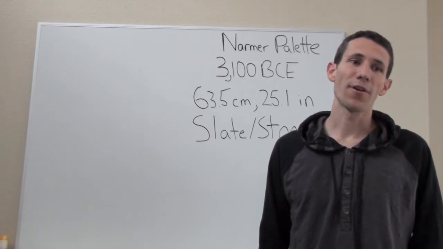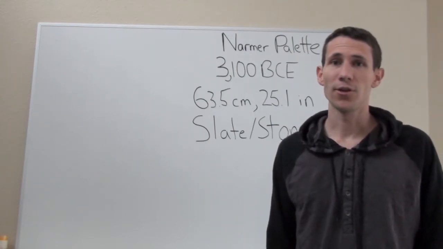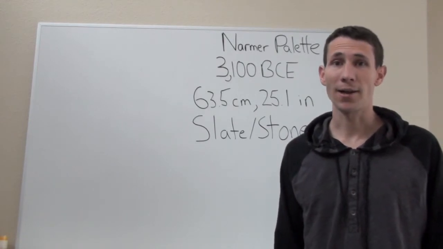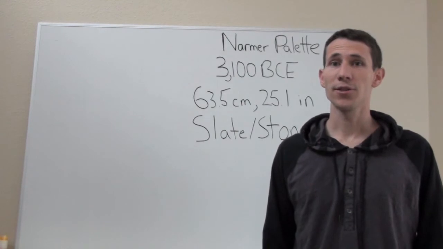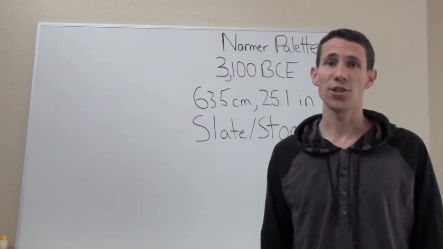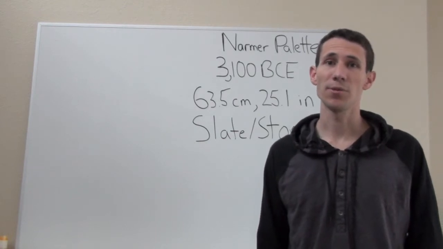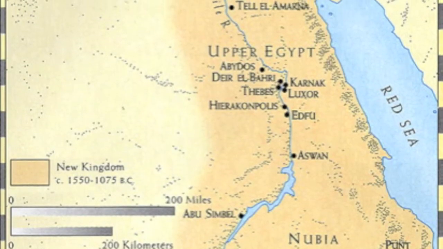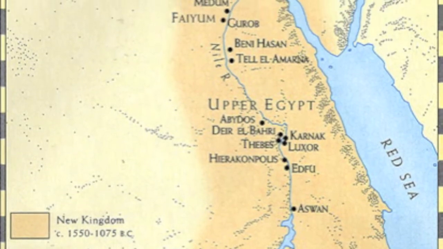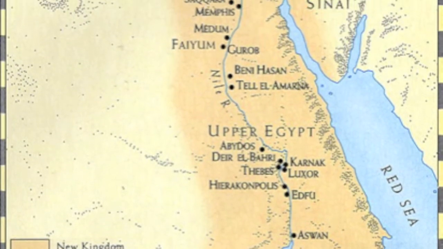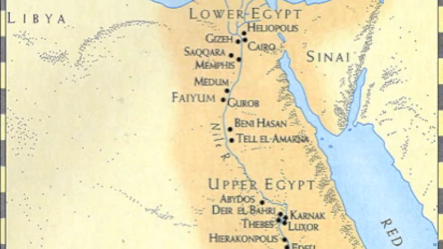The first artifact that we have of great importance is known as the Narmer Palette. And it's important because it appears to show the unification of the two major regions of ancient Egypt. Upper Egypt, which is actually in the south, and then Lower Egypt, which is in the north by the Nile Delta, where it fans out and reaches the Mediterranean Sea.